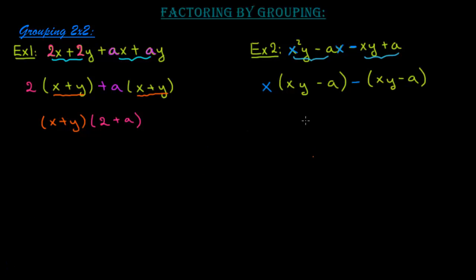Okay, so we have xy minus a on both terms. We're going to pull it out. When I factor out xy minus a, the other parenthesis is x minus. Since you factored this one out, we always have 1 in front of the parenthesis, so it will be x minus 1 left inside. And that is the answer for example 2.